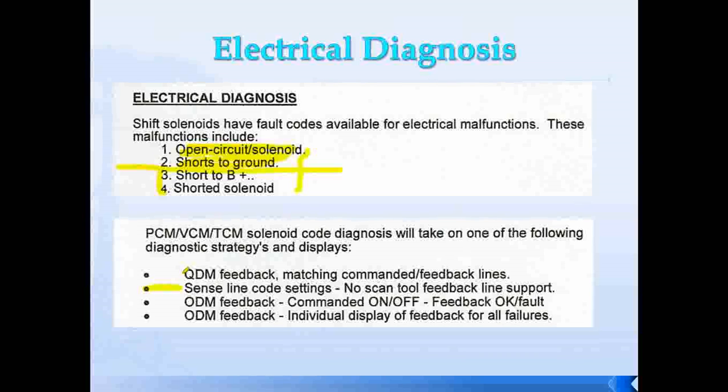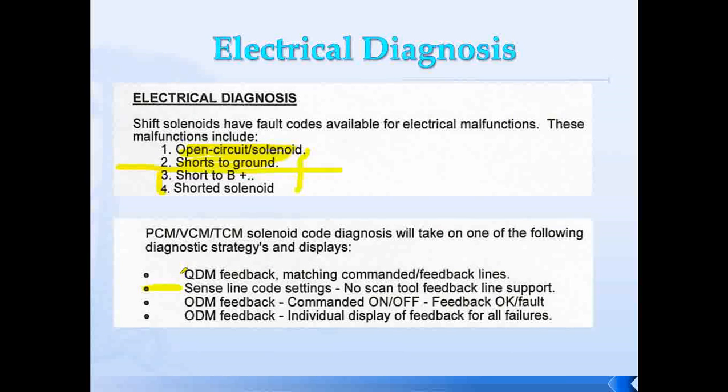GM started putting what they called feedback lines within the software itself clear back in the early 1990s. But like I told you, some vehicles have them, some vehicles do not have them. If they do have them, they're going to be in one of 3 different formats. Your vehicles that use something called a quad driver module or a QDM style driver, they use what they call matching command and feedback lines. Very simple to use. Basically means your command status, if it says on, the feedback line has to say on. If the command status says off, then the feedback line status has to say off.